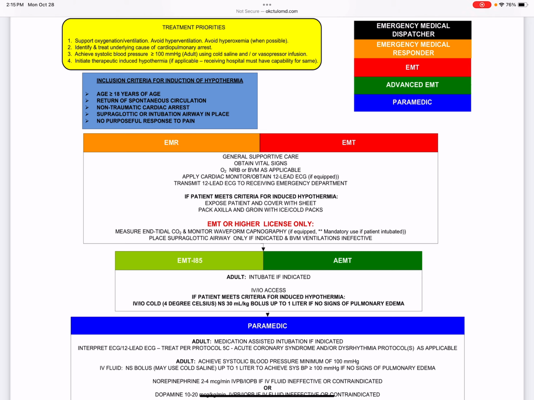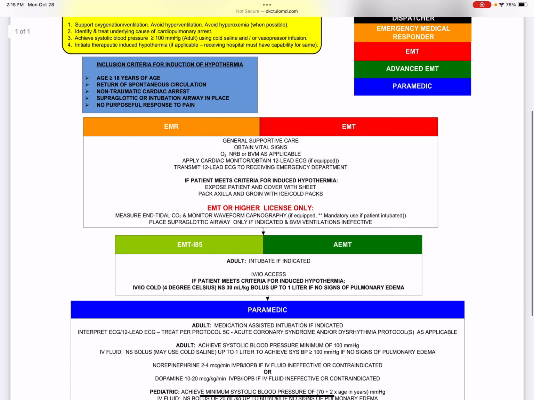So right underneath that, it talks about the inclusion criteria for induction of hypothermia. This is very important to know. This is a box that you will want to memorize, not only for testing purposes, but for real life, because instead of having to pull up a protocol and wasting time, it's just better to know this from memorization. So your inclusion criteria for induction of hypothermia: equal to or greater than 18 years of age, return of spontaneous circulation, non-traumatic cardiac arrest, supraglottic or intubation airway in place, and no purposeful response to pain.